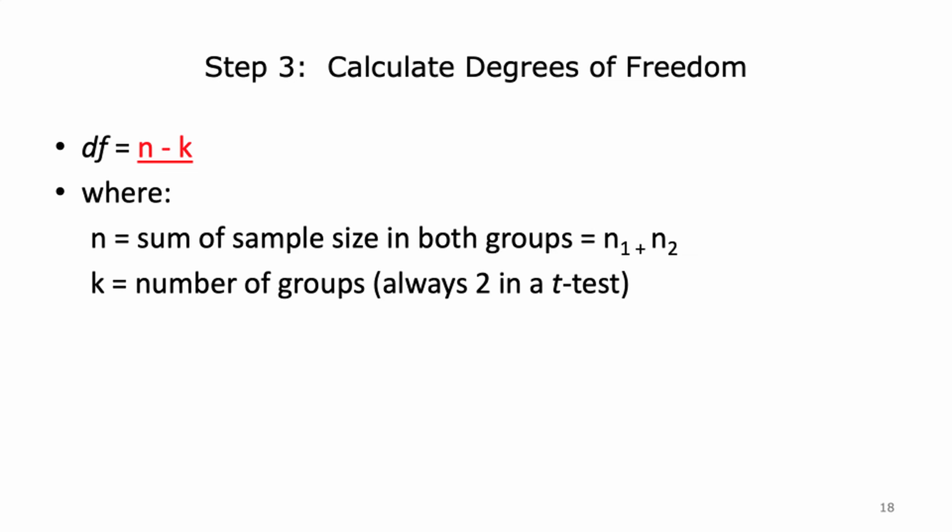Next, we have to calculate the degrees of freedom. That's going to be n minus k, where n is the sum of the sample size in both groups, and k is the number of groups. That's always going to be a 2 in a t-test. K is always equal to 2 in a t-test because there's always two groups. So the degrees of freedom here is equal to 33. All right, so we have a t-value of 5.395 and degrees of freedom of 33.